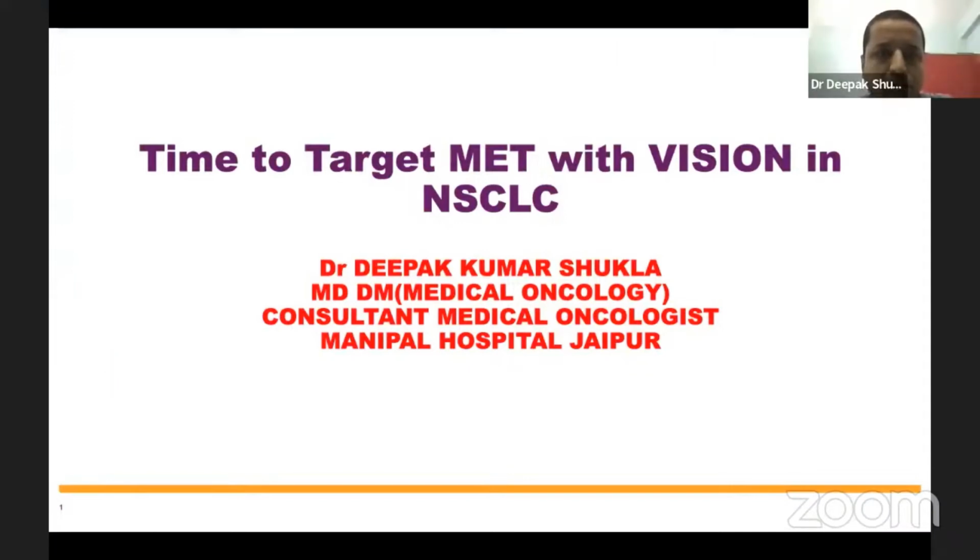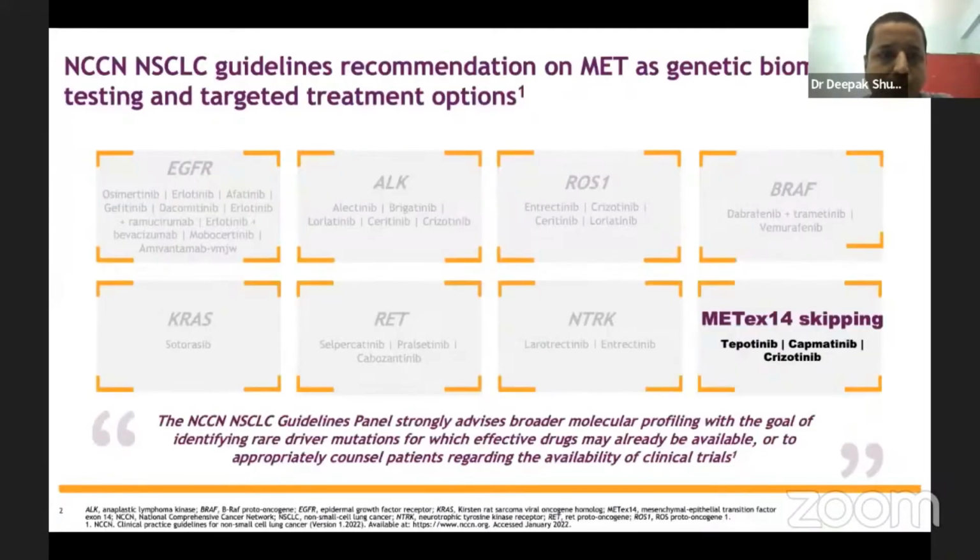I'll be speaking on the topic: time to target MET with VISION in non-small cell lung cancer. The NCCN and all the recent guidelines recommend doing a broad molecular profiling in advanced non-small cell lung cancer.